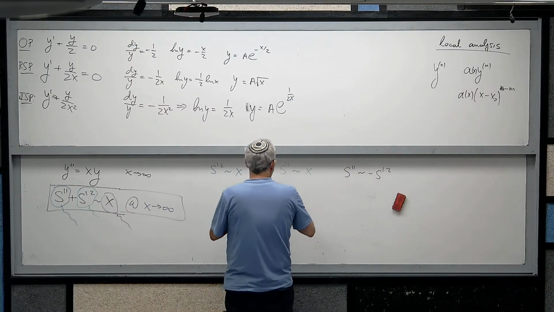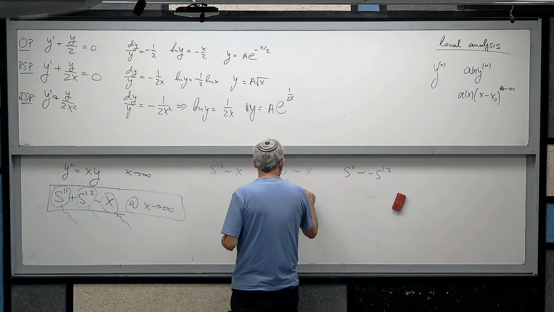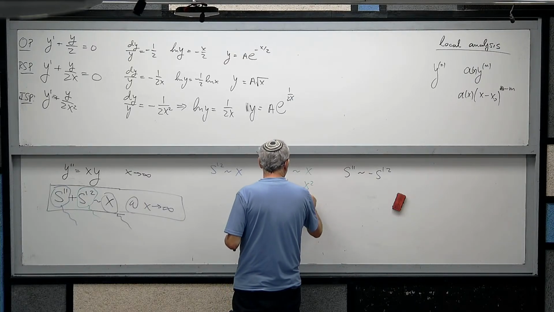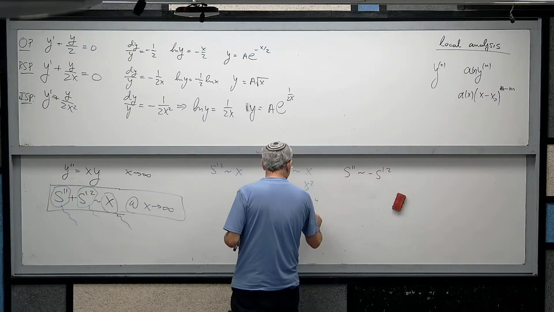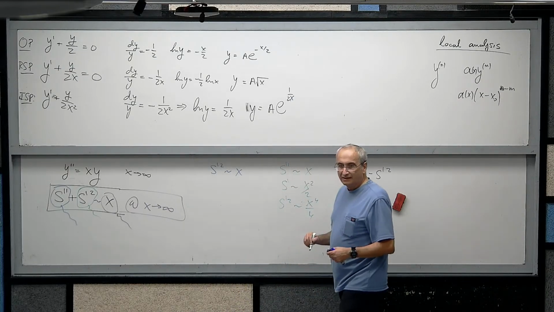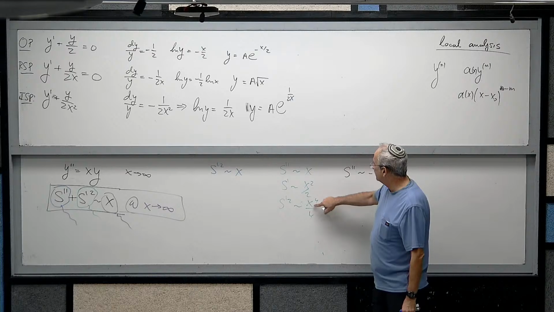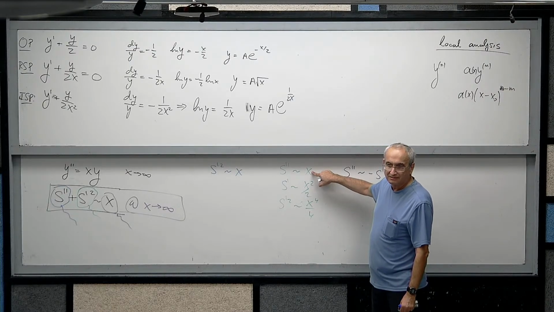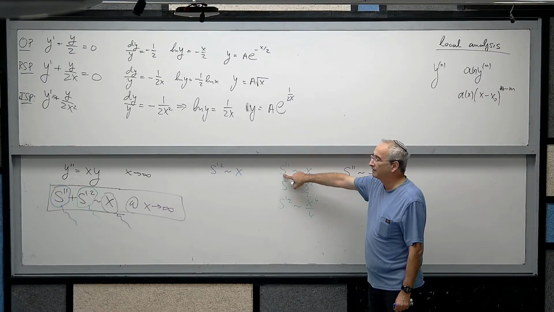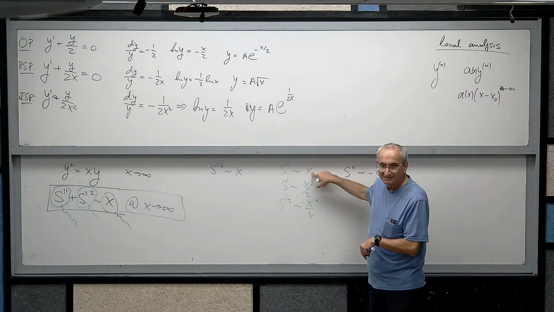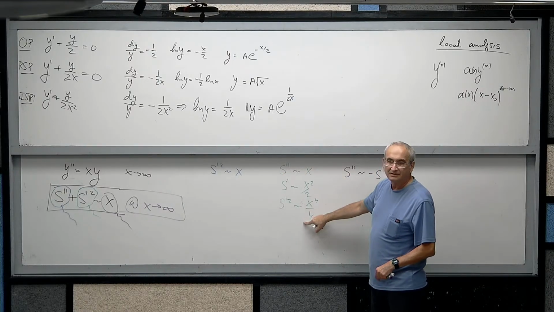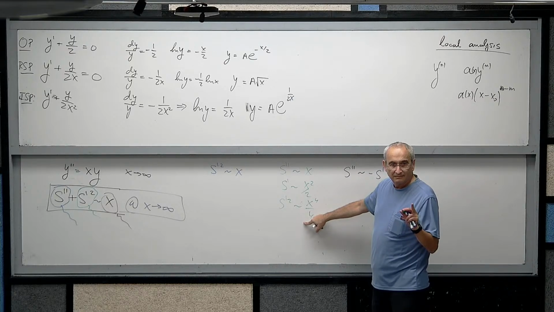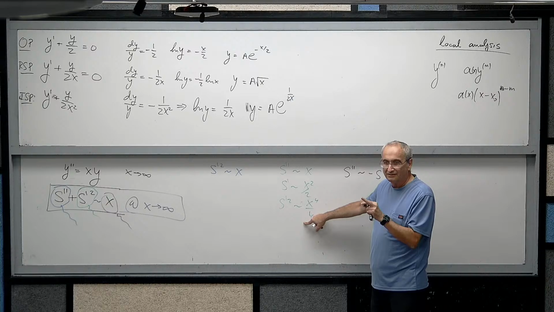And this implies that S prime is proportional to X squared over 2, which implies that S prime squared is proportional to X to the 4 over 4. And clearly, when X goes to infinity, this will be much larger than X, and much larger than S double prime, because S double prime is going like X. So this is not self-consistent. You see? This is a very important point. Please make sure that you understand it.